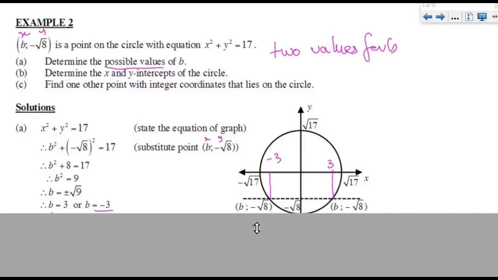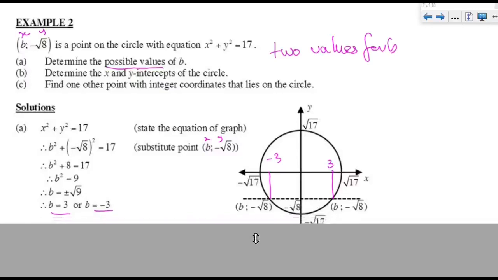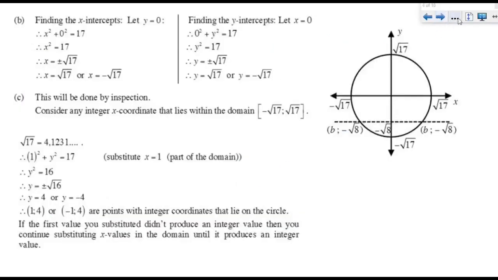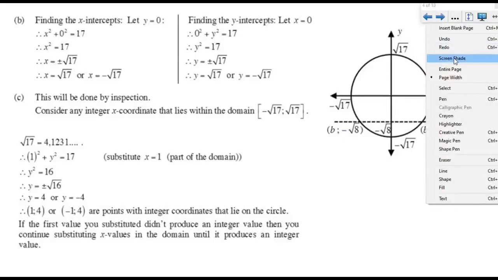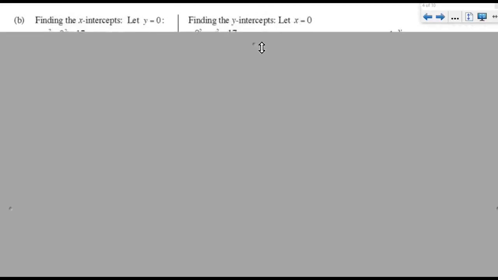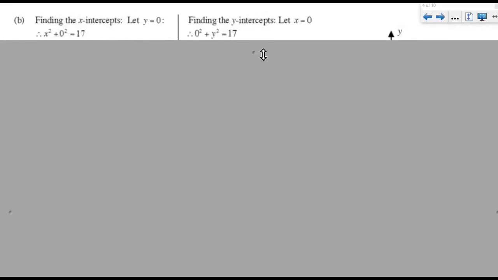for b. Now they want us to find out the x and y intercept. Let's look at the next diagram. So to find the x and y intercept, it's pretty straightforward. Remember, at the x-intercept, y is equal to 0. So substitute 0.